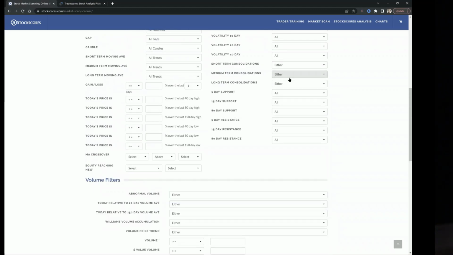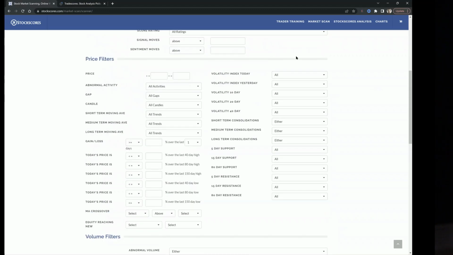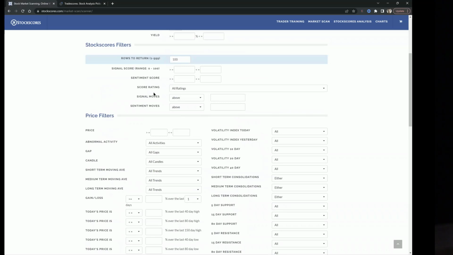Okay, and you probably say, well, I don't know what any of those mean. There's a lesson on what these all mean, what they're for. But let's just keep it simple. Let's say I was an investor and I'm looking for stocks to buy for my retirement portfolio. So I might say I want stocks with a sentiment score greater than 60. So that's my Stockscores indicator, sentiment score. So I'm going to say that has to be more than 60.